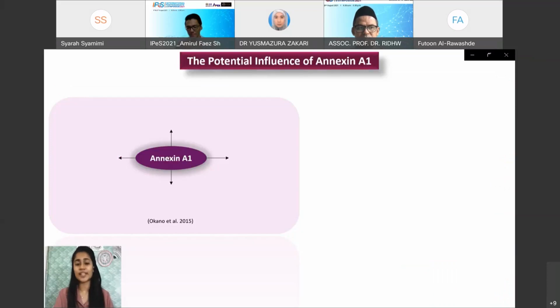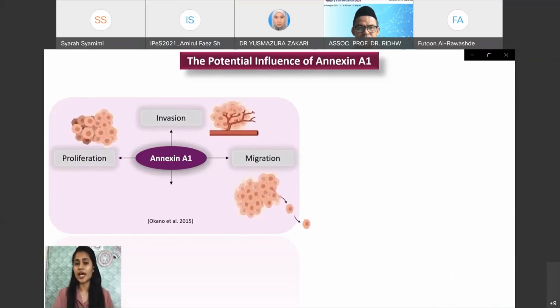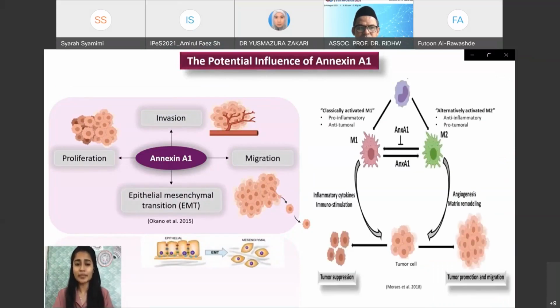Increased expression of annexin A1 in cancer is often related to its participation and regulatory role in cancer cell invasion, migration, proliferation, and epithelial mesenchymal transition. The diagram here shows the potential influence of annexin A1 on macrophages, which plays an important role in the tumor microenvironment. So annexin A1 in macrophages is actually required for alternatively activated M2 macrophage polarization, which promotes the tumor growth and also the invasion. Given the importance of annexin A1 in modulating the immune responses, it is surprising that its involvement in the process of triple-negative breast cancer immunomodulation has not yet been fully explored.